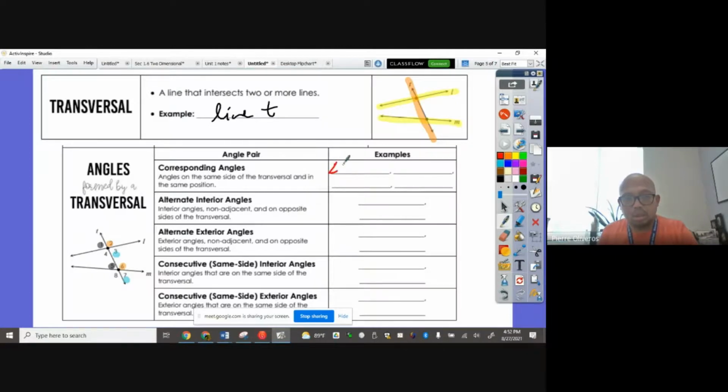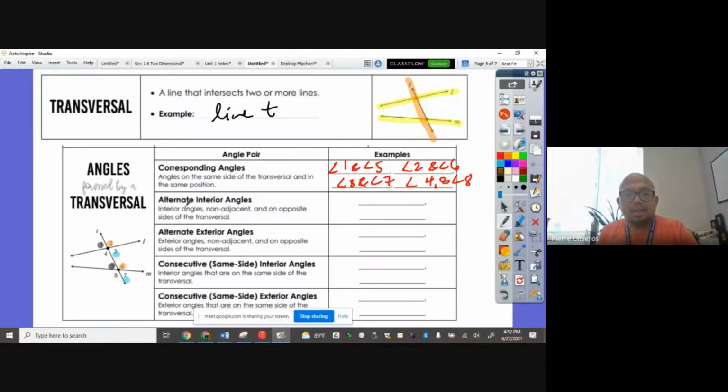So 1 and 5, 2 and 6, 3 and 7, 4 and angle 8. They're all corresponding angles.